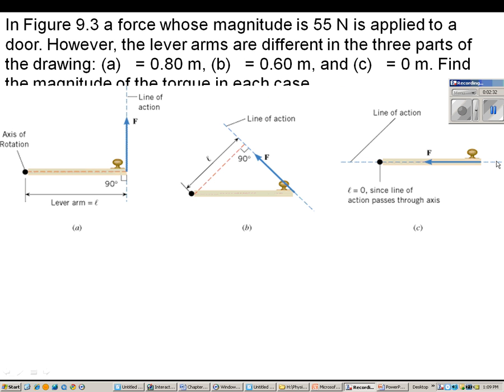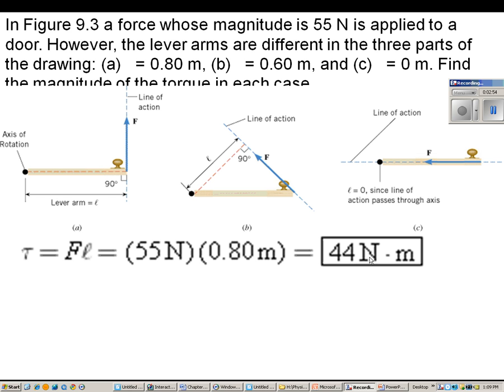In figure 9.3, the figure below, a force whose magnitude is 55 newtons is applied to a door. However, the lever arms are different in the three parts of the drawing. A has a lever arm of 0.8, B is 0.6, and C equals 0. Find the magnitude of the torque in each case. So pause the video and go ahead and do that.